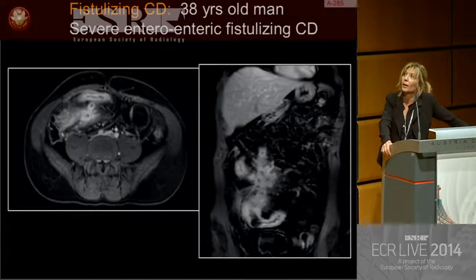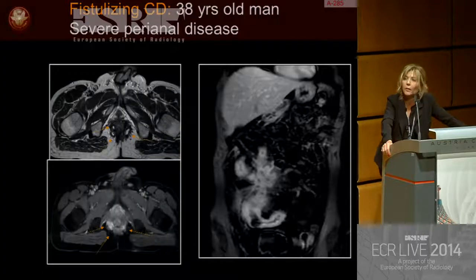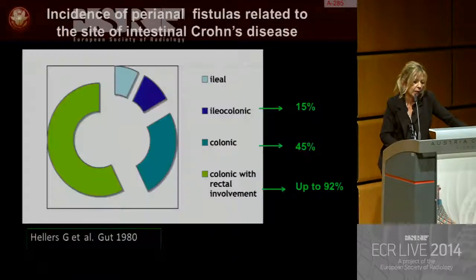This is a typical example of a fistulizing Crohn's disease where you may observe very severe fistulizing enteric disease at the level of the mid-ileum, very active disease associated with severe perianal disease. This is a typical case of fistulizing disease.